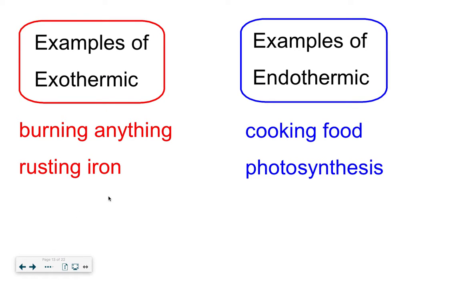So some examples of exothermic reactions are anything burning, rusting iron. Examples of endothermic reactions: in order for food to cook, you need to put heat into it, and that will chemically change the bonds. Photosynthesis is another example. It takes in energy from the light of the sun and turns that into chemical bonds.